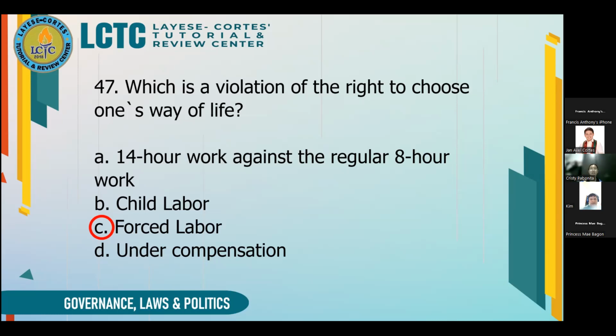Okay, so si letter A, nasudan na siya sa forced labor. 14-hour work against the regular 8-hour work. O, forced labor na siya, pinugos. Child labor, of course, under na siya sa forced labor. And under compensation is under forced labor. So the best answer there is letter C.